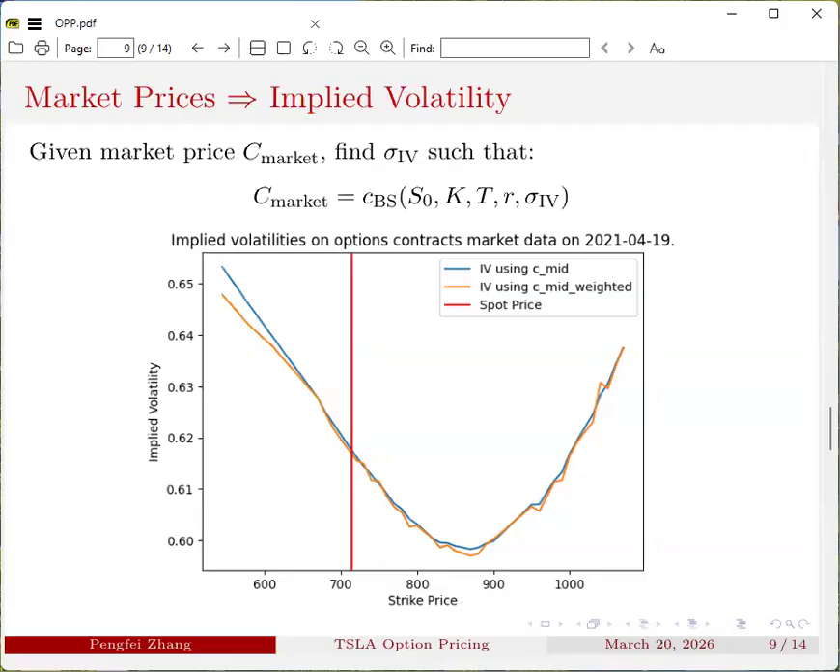Here is the implied volatility for options with 2 months maturity. We observe the volatility smile. The implied volatility increases away from the spot price. Therefore, using historical volatility tends to underprice some options.